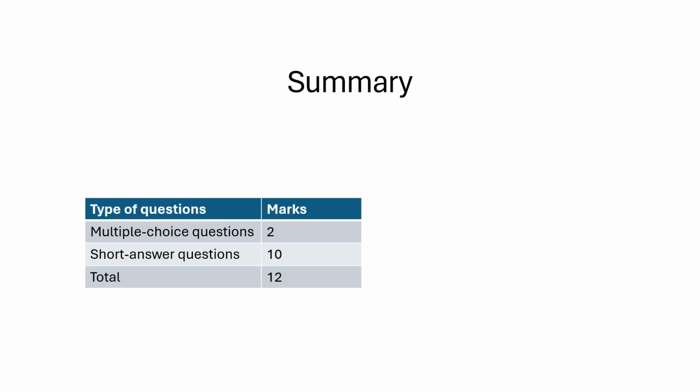There are 2 multiple-choice questions worth 2 points. There is also 1 short answer question worth 10 marks in this section. The overall score for spectroscopic techniques is 12 points. With a total possible score of 120 points, the percentage for this section is 10% of the total score.